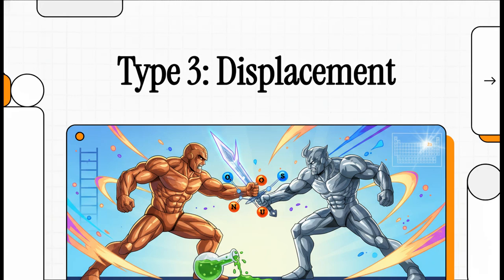So today we're diving straight into Type 3, displacement. Or honestly, I like to call it the reactivity battle. Because if you thought chemistry was just peacefully mixing liquids in a beaker, well, get ready for a serious change of pace. We're looking at elements literally fighting for dominance in a chemical compound. It's kind of like a microscopic Game of Thrones out there, and in this world, only the strongest survive. So grab your notes because things are about to get really competitive.